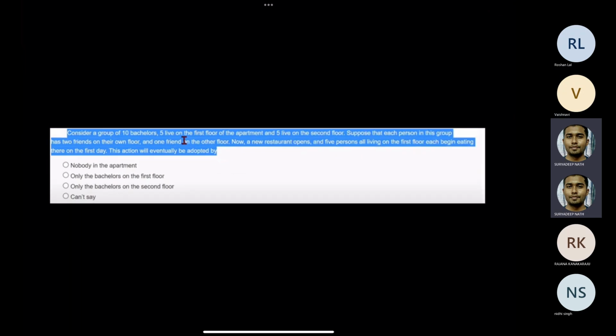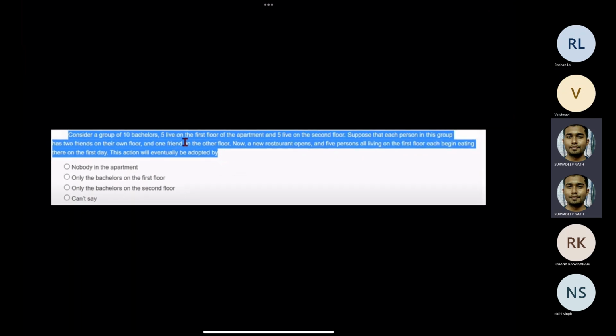Consider a group of 10 bachelors, 5 live on the first floor and 5 on the second floor. Suppose that each person in this group has 2 friends on their own floor and one on the other floor. Now, a new restaurant opens and the 5 persons all living on the first floor each begin eating there on the first day. This action will eventually be adopted by... So each person in this group has 2 friends on their own floor, and all 5 on the first floor start eating.